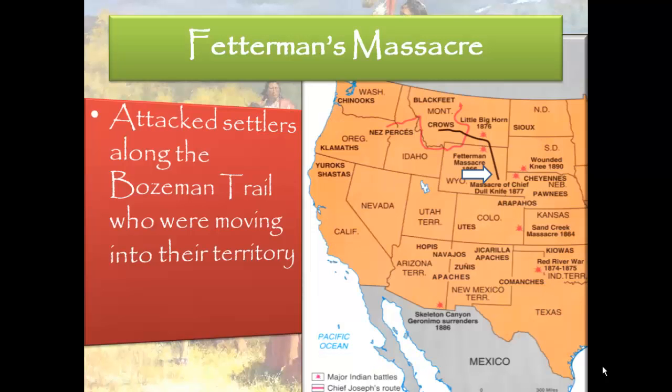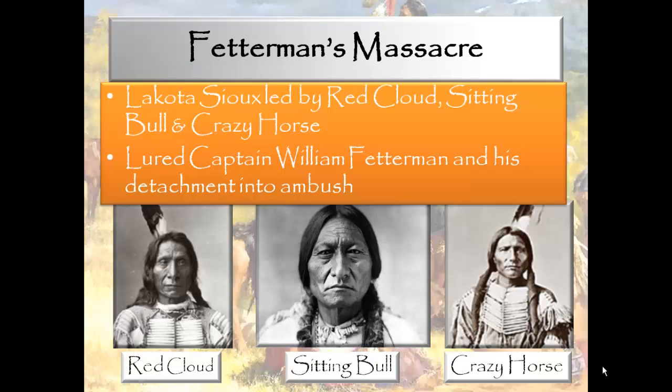Fetterman's Massacre is another conflict that arose, and basically, Native Americans are trying to protect their land, and so from the very beginning, they start attacking settlers along the Bozeman Trail that you can see pictured with the moving arrow there on your map. Basically, they were trying to keep them from getting established in the territory to start off with. They were led by 3 separate chiefs: Red Cloud, Sitting Bull, and Crazy Horse, and I have them pictured here for you. They came up with a plan where they drew Captain William Fetterman and his men into an ambush by making them think that they were chasing a raiding party. And of course, they were surrounded and killed by these 3 chiefs and their men.